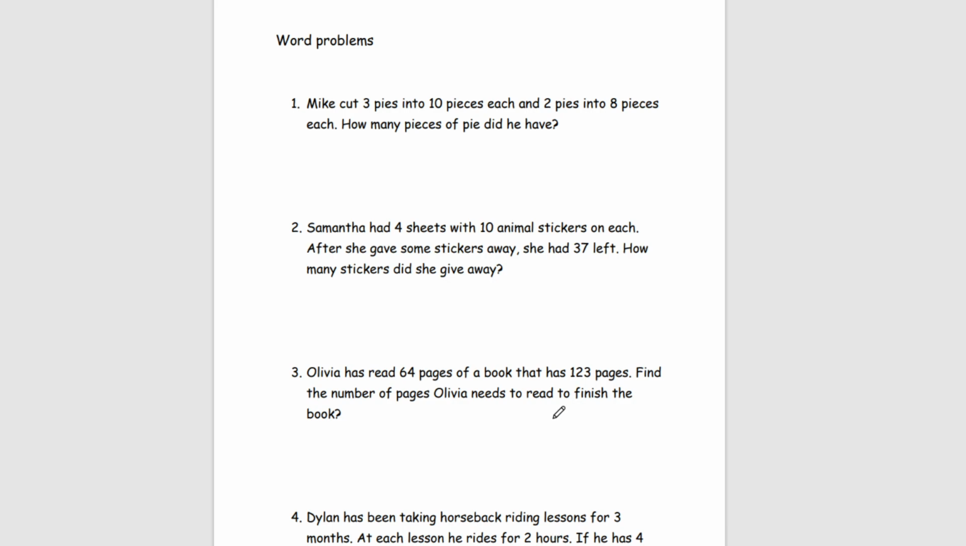Now for our word problems. Mike cut 3 pies into 10 pieces each and 2 pies into 8 pieces each. How many pieces of pie did he have? We know that he has a total of 5 pies, but he cuts them differently. So we can multiply separate pies. 3 pies into 10 pieces is 10 times 3, and 2 pies into 8 is 2 times 8. We get 30 pieces for the first pies and 16 for the second. To get the total, we add 30 plus 16, and that gets us the answer of 46 pieces of pie.